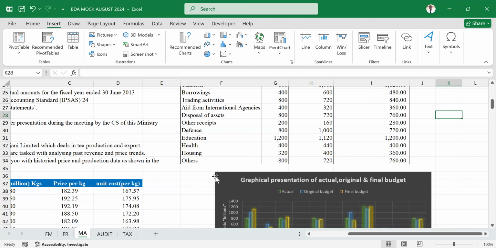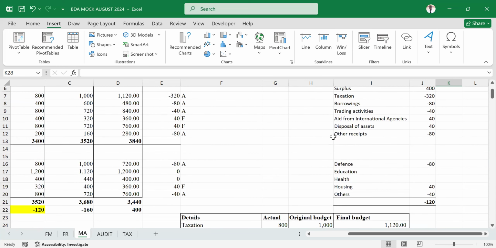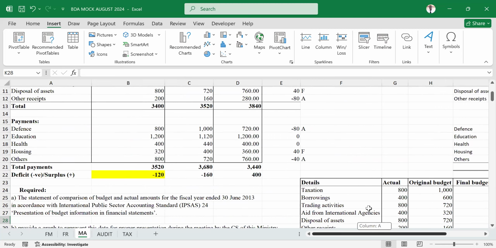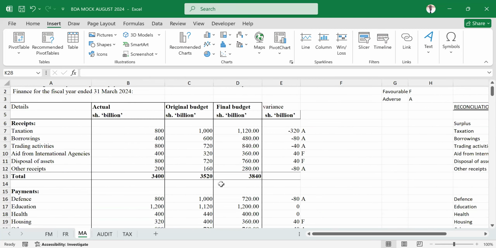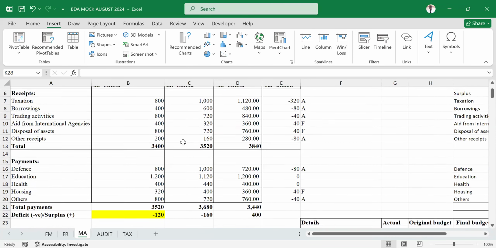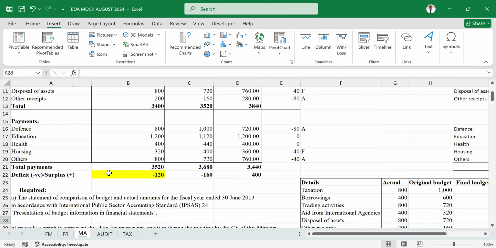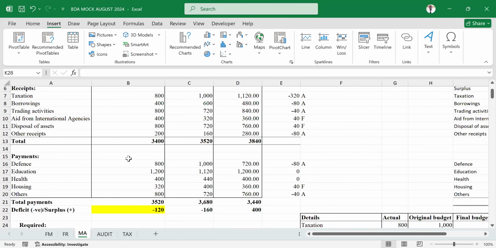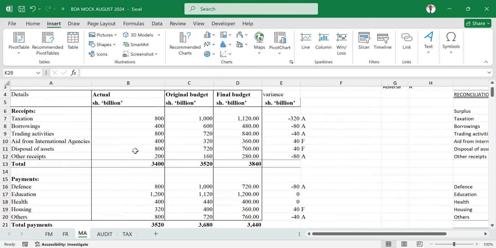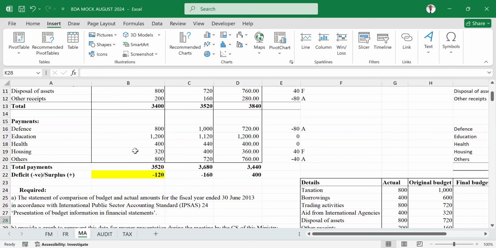Good. So guys, excuse me, Mwalimu. Yes. I'm just wondering, in the reconciliation statement, is there a time you can miss having a surplus, you just have a deficit, on the final budget and on the actual budget? So when you talk about a deficit or a surplus, that is an overall comparison. We are comparing just receipts and payments. That's where deficit and surplus come in.